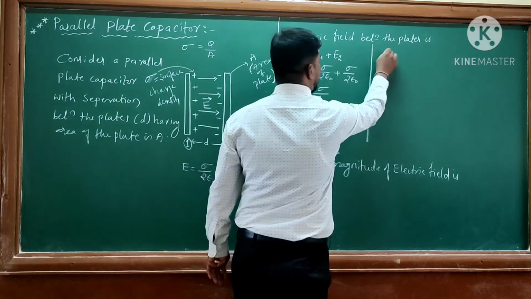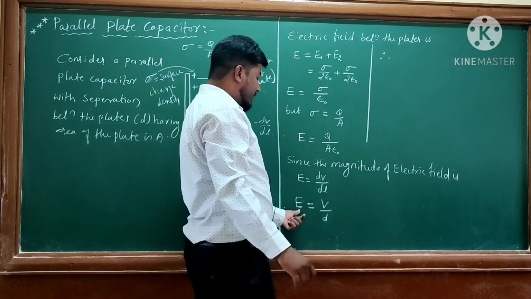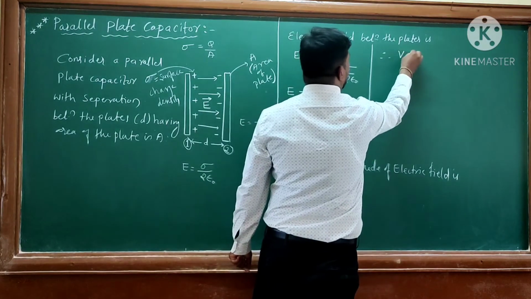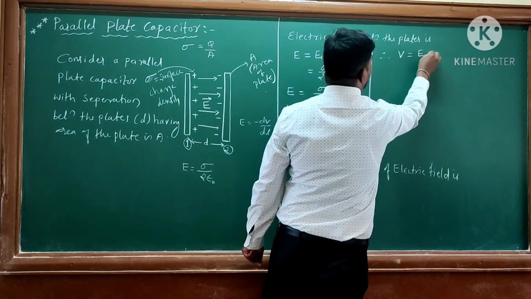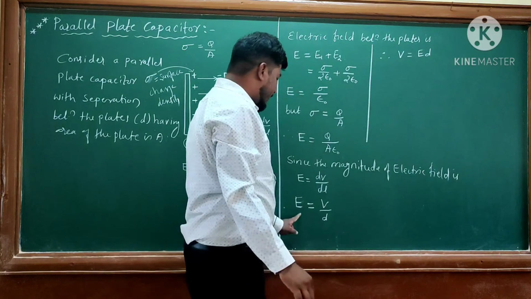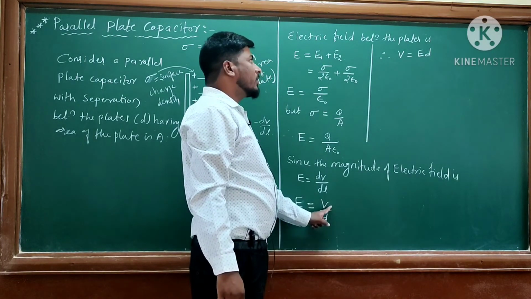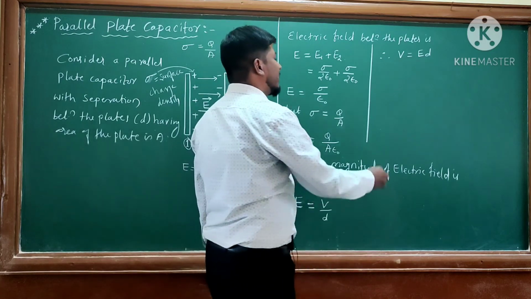Therefore, using this expression E is equal to V divided by d, I write the value of V is equal to E into d. I will bring this d here. So we will get V is equal to E into d.